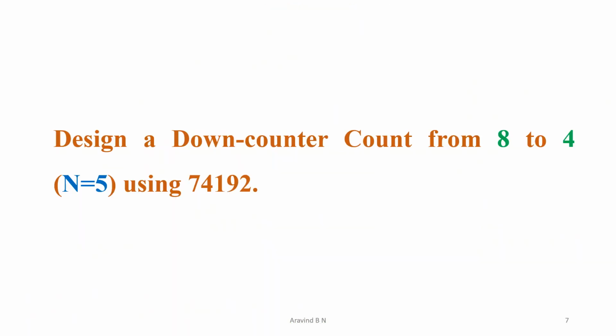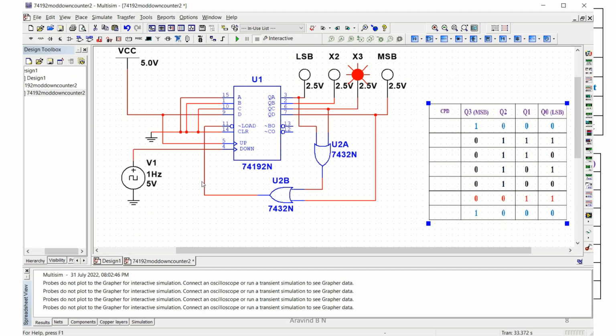Now let us get into the design of one more down counter. That is, design a down counter to count from 8 to 4. That is, n value is equal to 5 using 74192. Now this is the circuit we are going to have, and it has to count from 8 to 4.